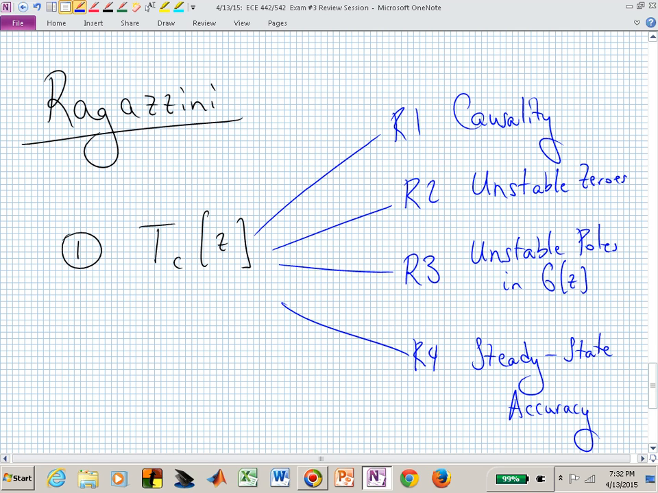Pole zero excess of 1. Where does that come into play? That's restriction 1, isn't it? You need to make sure that T sub C has a pole zero excess of at least 1. It could have more. But how are you going to do that? You have two unstable zeros and two poles. What's your pole zero excess right now? 0. So what do?